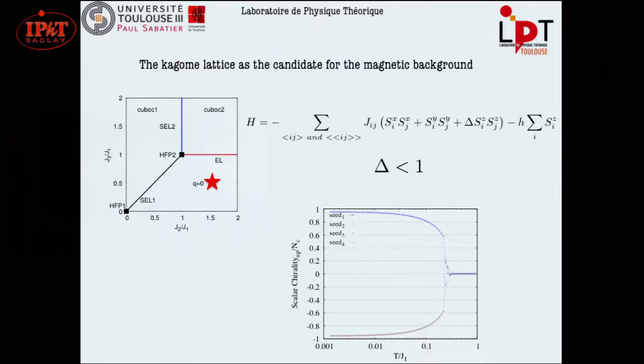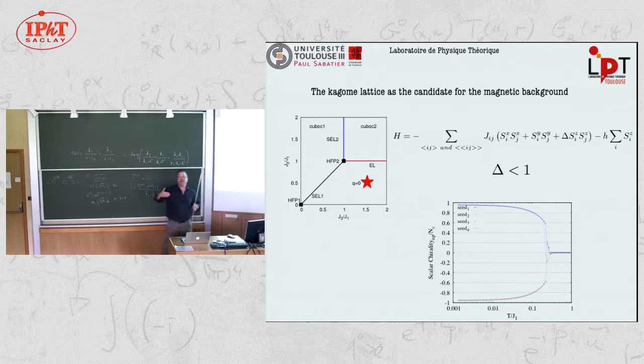Of course, that doesn't prevent that if you cool further down, you may get a Kosterlitz-Thouless transition to a quasi-long-range order of magnetic degrees of freedom. But at some point, I don't care about that. I care roughly about this transition.